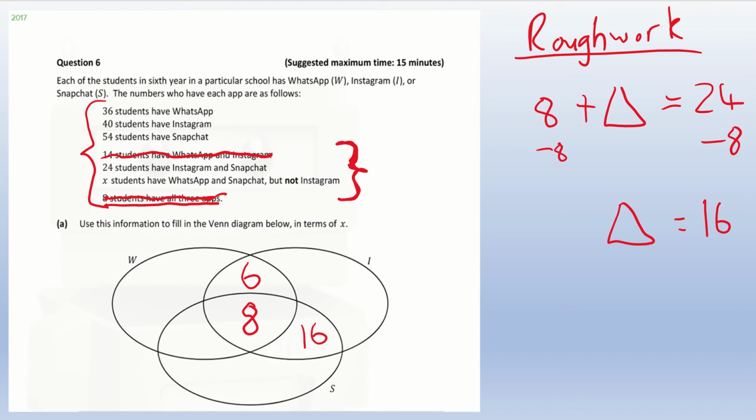Again, I know I've said it, but I'm just going to repeat. The key thing here is to take into account the 8 when you are trying to put in your 24 students in this part here. This number here, which is your 16, and your 8 should add up to 24 here. And of course they do in this scenario, but you do have to be aware of that. Okay, I'm going to put a line through my 24 students that have Instagram and Snapchat.